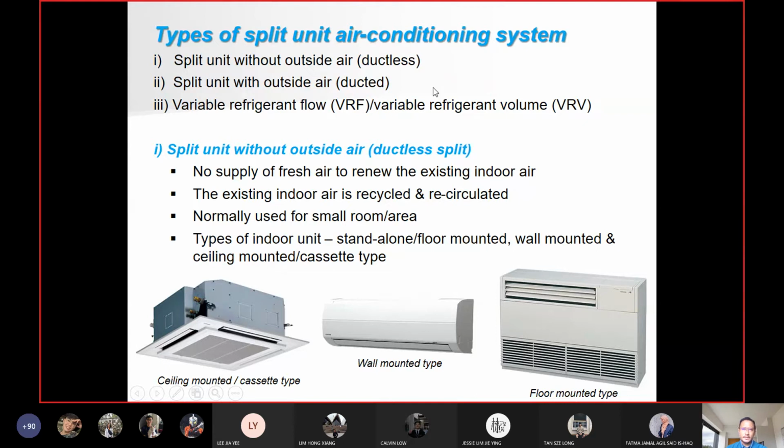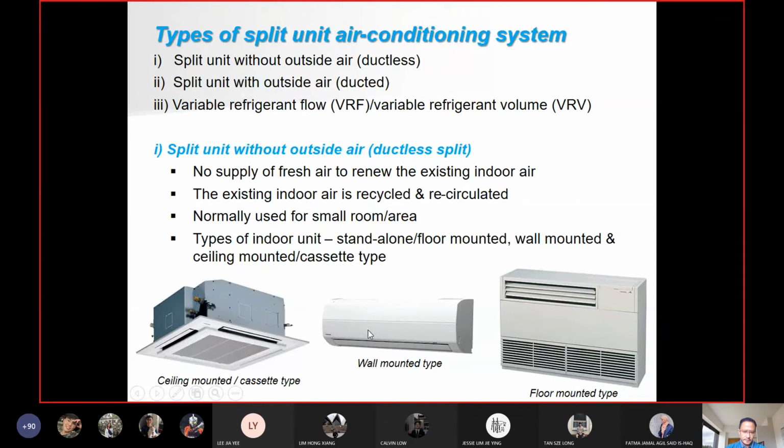So as I mentioned earlier, the air is circulated inside the space. Even though it's circulated, because of the filter, it actually filters the existing air. So technically it should be cleaner than the previous state, right? That's why from time to time you need to clean the filter, so that you can make sure the air that you breathe is clean. It is normally used for a small room or area.